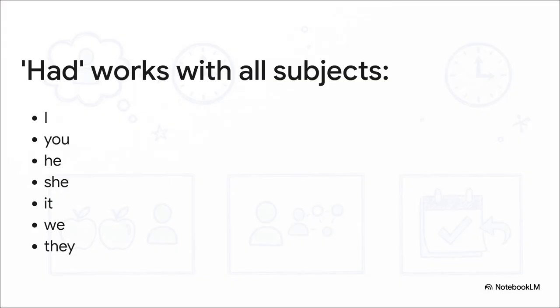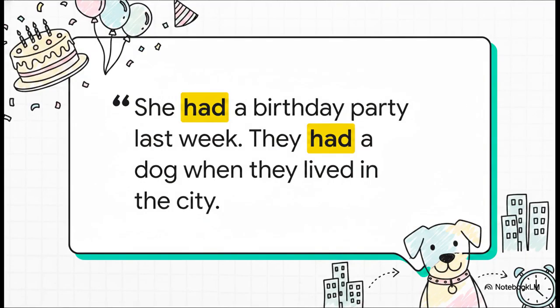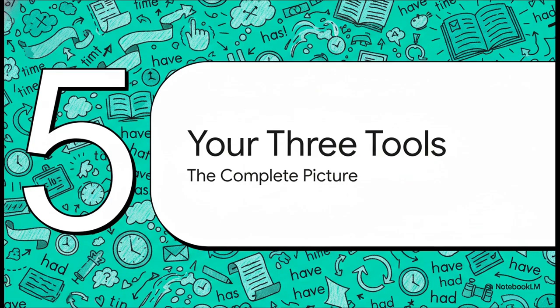I mean, seriously, look at this. It doesn't matter if you're talking about I, you, he, she, it, we, or they. If the story happened in the past, the word is always had. Just one rule. That's it. So check this out in action. She had a birthday party last week. The party's over. It's in the past. Or how about they had a dog when they lived in the city? Maybe they live somewhere else now. The point is their ownership of the dog is in the past. See? Had just works perfectly for both. And that's really all there is to it. You've now got these three awesome storytelling tools to talk about the present and the past.